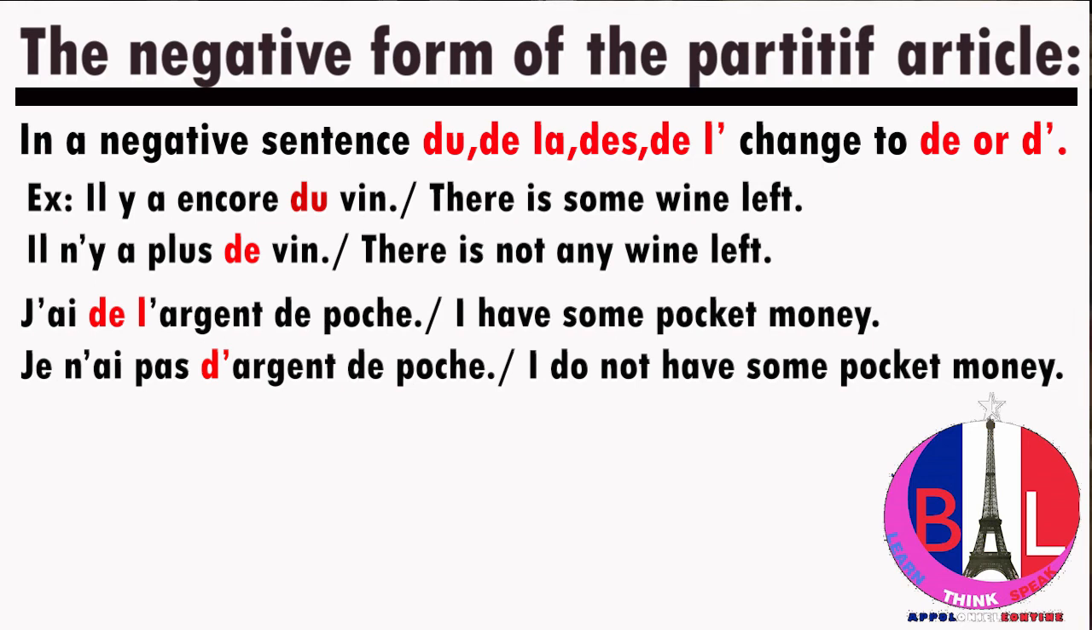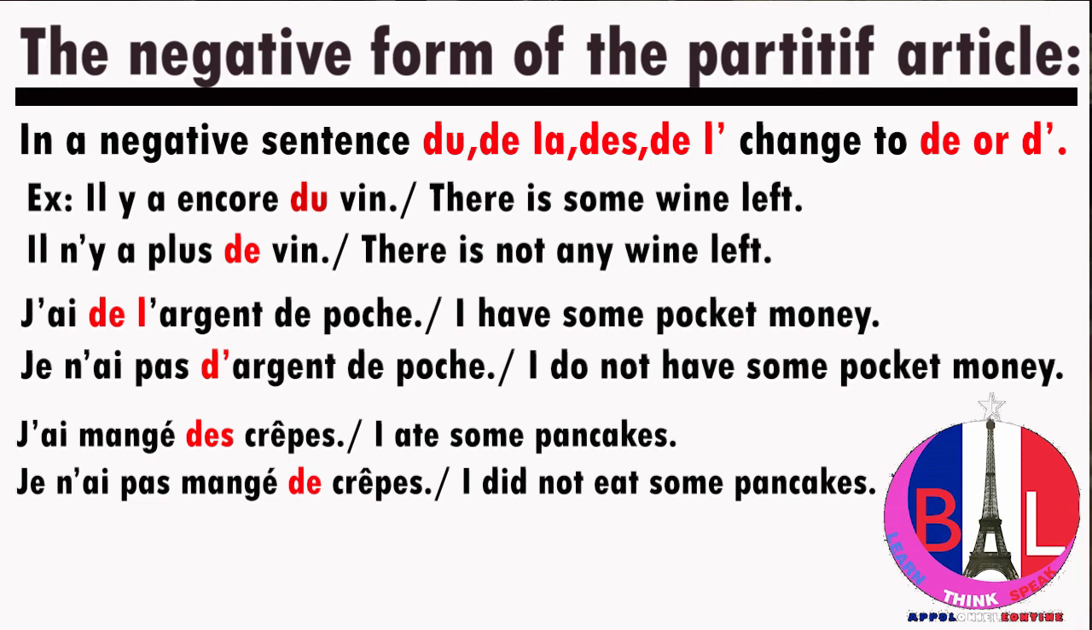Another example, j'ai mangé des crêpes. Je n'ai pas mangé de crêpes. You can see des here turns to de when it comes to negative form. In the positive form, j'ai mangé des crêpes. But in the negative form, je n'ai pas mangé de crêpes. Okay?